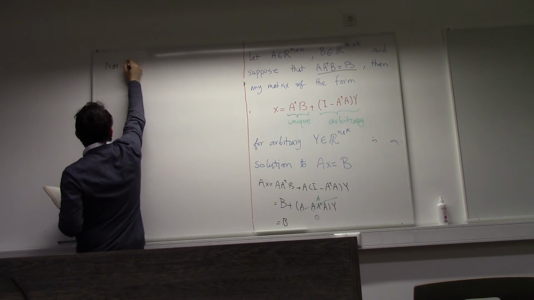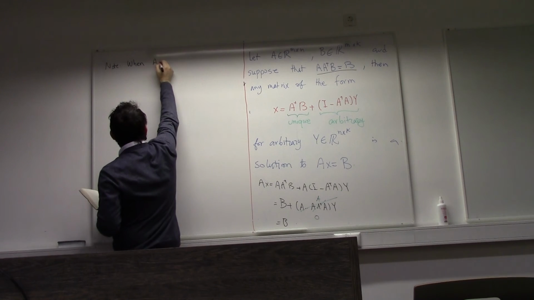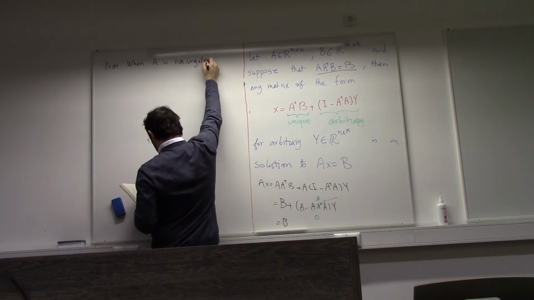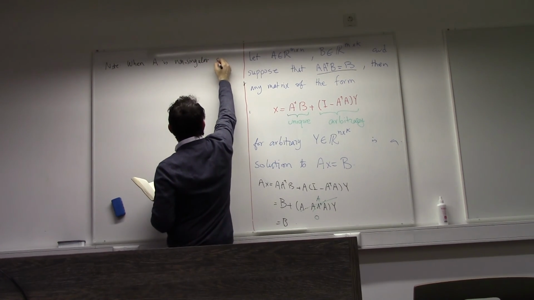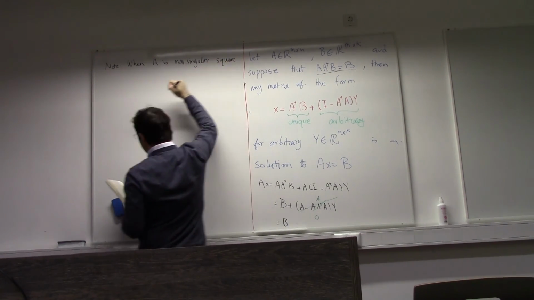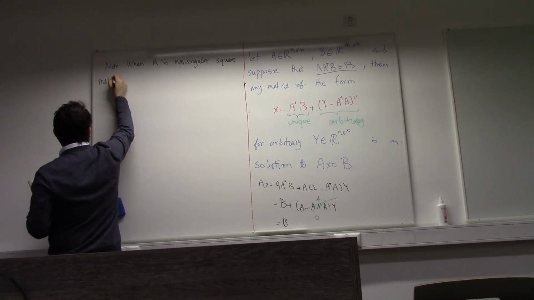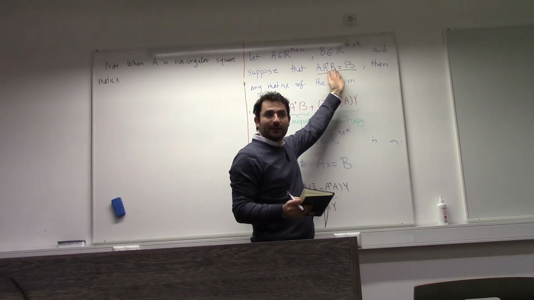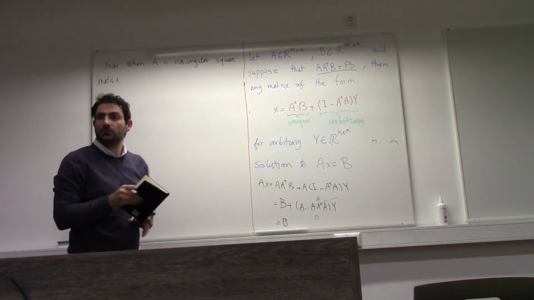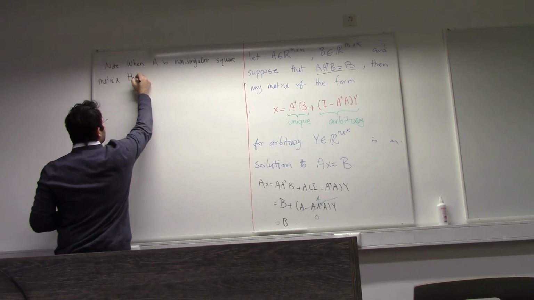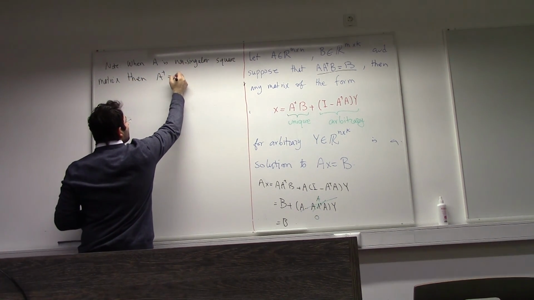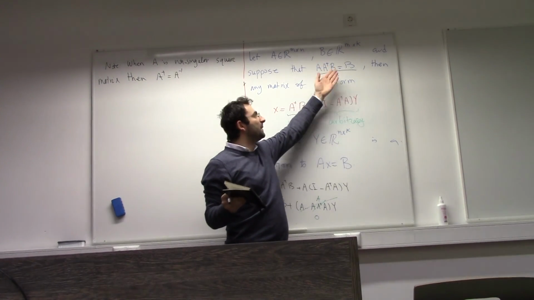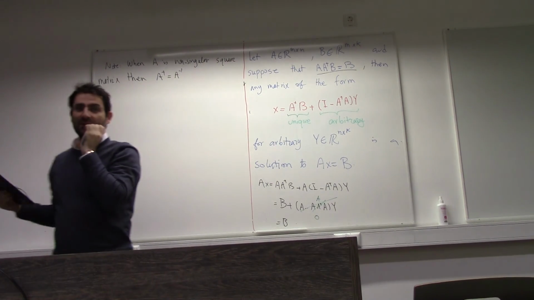Note, when A is a non-singular square matrix, this means that that is true. Why is that true? Then A⁺ is A⁻¹, which means that this is I, and B is equal to B. Always it is valid.